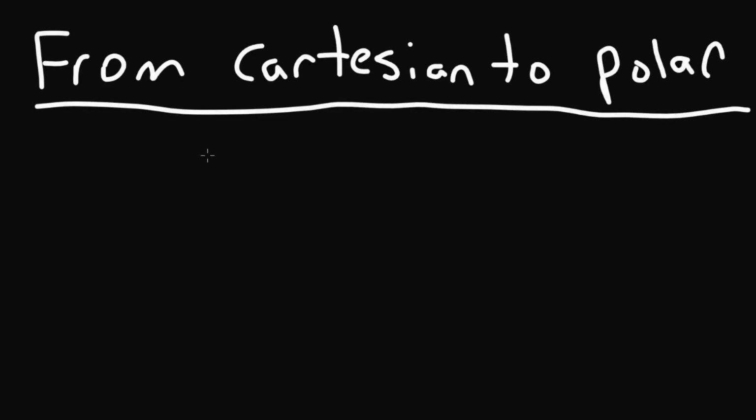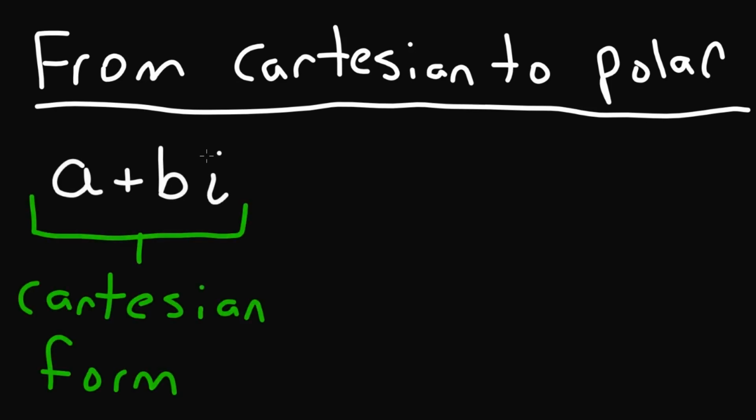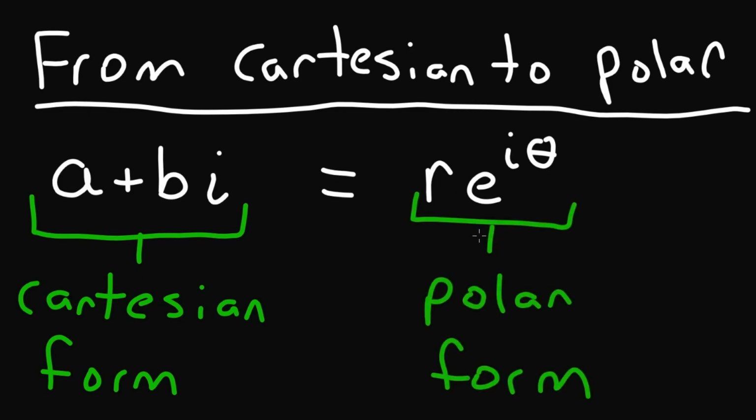Now let's go from Cartesian to polar. We'll start with some number a + bi, and this is the general way in which we write the Cartesian form of a number. Now the goal of this is to rewrite it as re^(iθ), which is, of course, the polar form. The problem is, how do we figure out what r and θ are supposed to be?